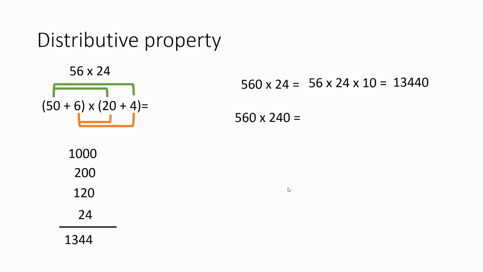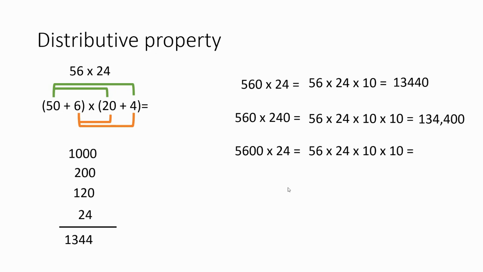Okay? Let's change it again. Now, instead of 56 times 24, I have 560 times 240. Okay, so I've shifted both numbers. So it's 56 times 24 times 10 times 10. So now I'm just doing the same answer, but I'm shifting it up twice. Okay, and I can keep going or do it in multiple ways. So 56 times 24 times 10 times 10. It's still going to be the same answer.